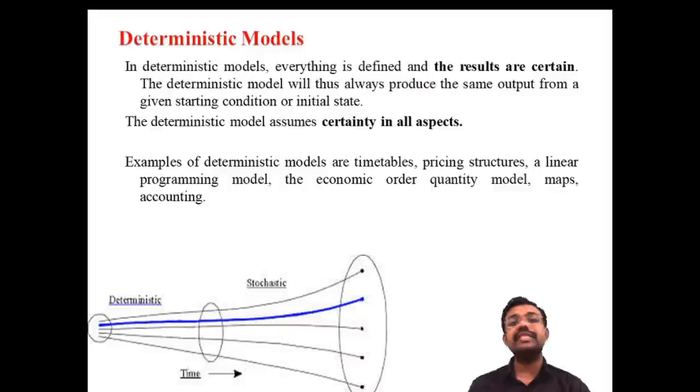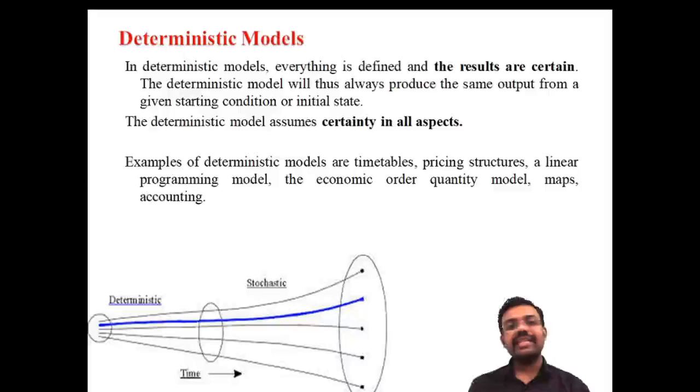Starting with the first one, the deterministic model. In a real life situation there is a chance for probability, certainty and uncertainty. The deterministic model always results in certainty, that means certainty in all aspects. This model assumes that everything is certain. Suppose, what is the chance for rain? It is definite, certain, there is no probabilistic element. It is always focusing on certainty. This category of model is known as a deterministic model.